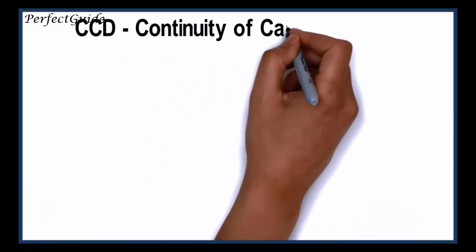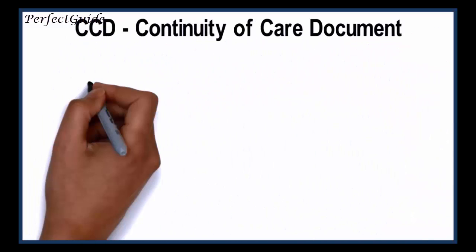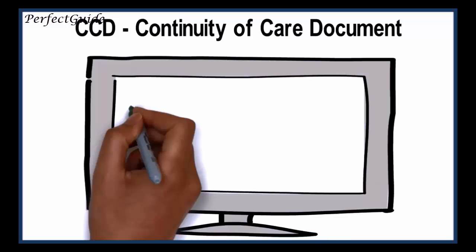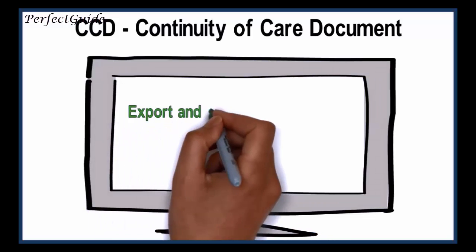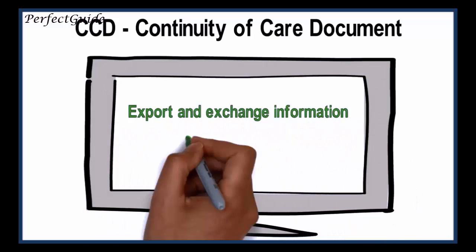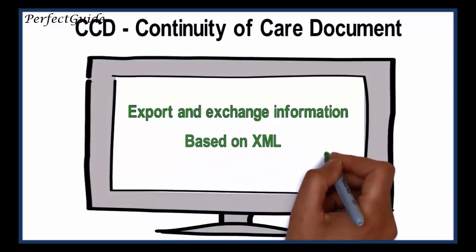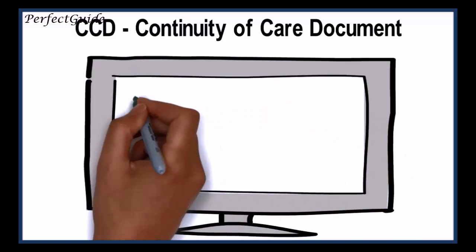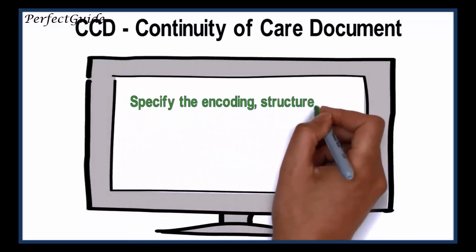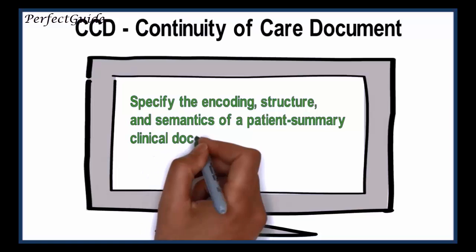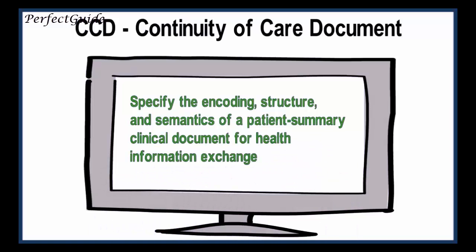A CCD is a continuity of care document. A CCD is a data standard used in EHR systems to export and exchange information. The CCD is based on XML, so it can be read across platforms. It is intended to specify the encoding, structure, and semantics of a patient summary clinical document for health information exchange. CCD has largely been supplanted by CDA and CCDA.